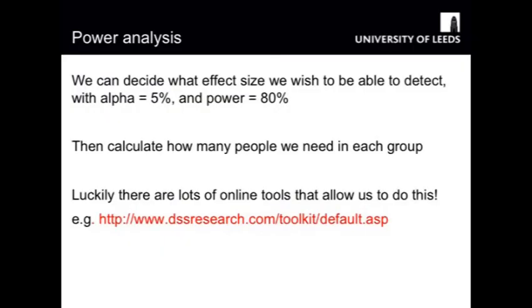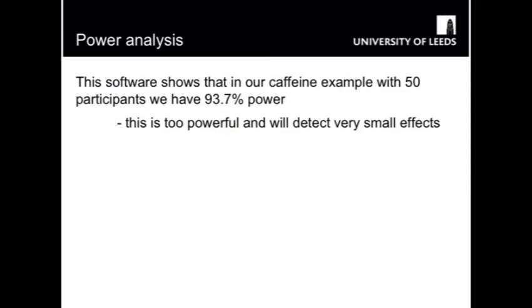While the statistics to do this are quite complicated, there are lots of online tools now which can help us to calculate these, and I've just given you a link to one of them here. Feel free to go and have a play around with it. This software shows that in the example with 50 participants in each group, we have a power of 93.7%. That's a very powerful design.